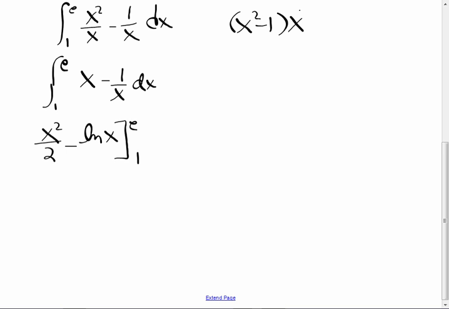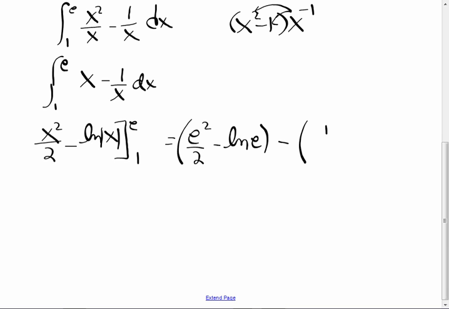Yes, and guess what? You get the same answer. You'll distribute that, and you'll get that. Which, that's easier, unfortunately. I could. It's certainly not wrong. So it's e squared over 2 minus the natural log of e, or absolute value of e, doesn't matter. And it's minus, and then you put in the 1. 1/2 minus the log of 1. What's the log of e? That's 1. What's log of 1? 0.